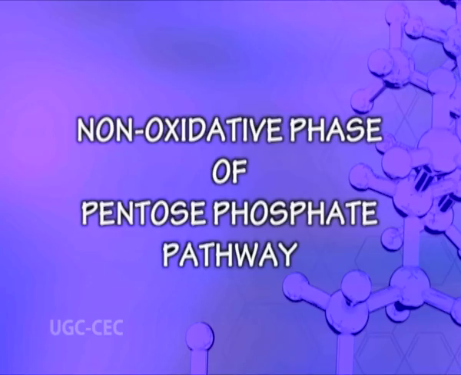The non-oxidative phase of pentose phosphate pathway. In this second phase, 5 carbon sugars or pentoses are generated, particularly ribose, which is necessary for the synthesis of nucleic acids. The non-oxidative phase of the pentose phosphate pathway is composed of 5 steps, but only 4 types of reactions are involved.